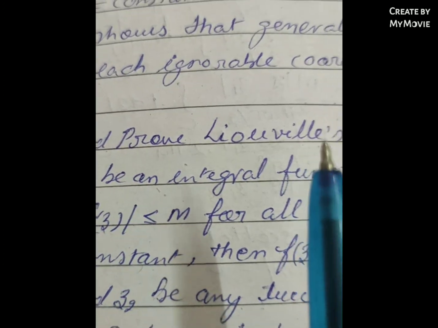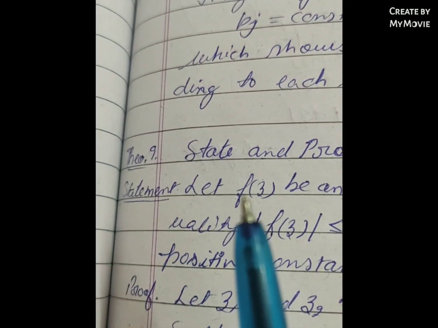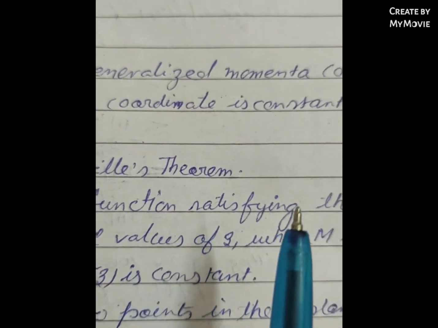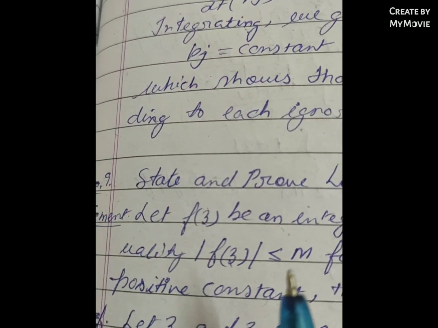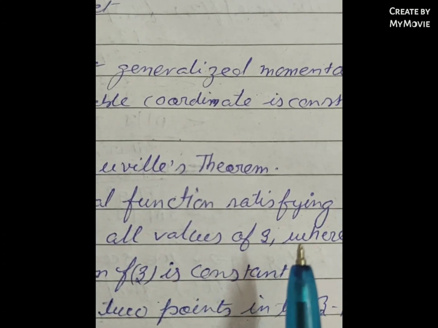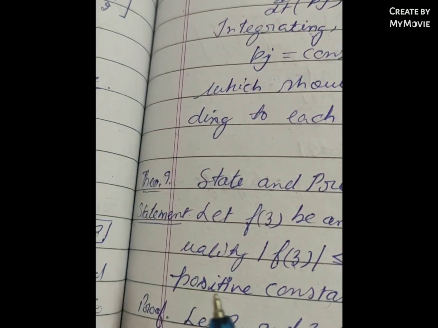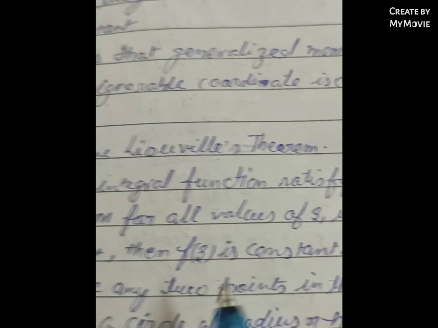State and prove the Liouville theorem. Statement: let f(z) be an entire function satisfying the inequality |f(z)| ≤ M for all values of z, where M is a positive constant. Then f(z) is constant.